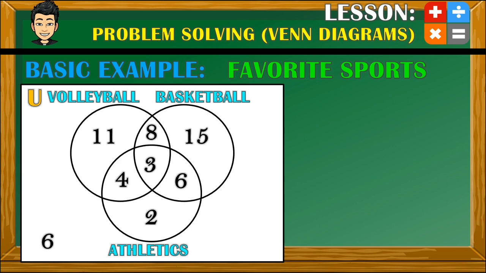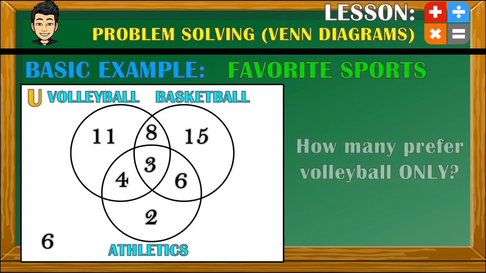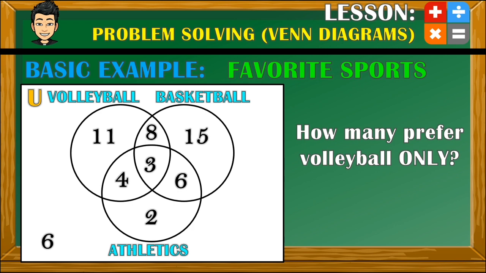Ngayon, let us interpret this given Venn diagram by answering some questions. As you can see, our Venn diagram is about the favorite sports of some students. We have three sets represented by three circles, namely volleyball, basketball, and athletics. Now, if we answer this question, how many prefer volleyball only? Based on our Venn diagram, our answer would be 11 students. Yung part na to, this is where we find those students na volleyball lang ang gusto, walang halong basketball or athletics.